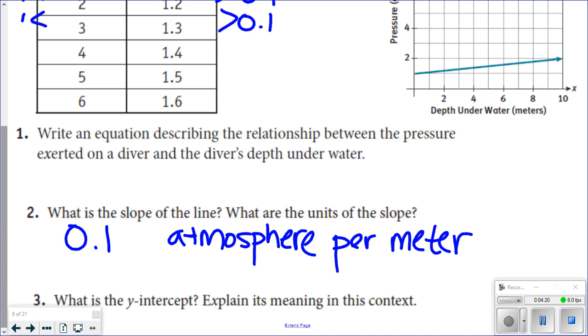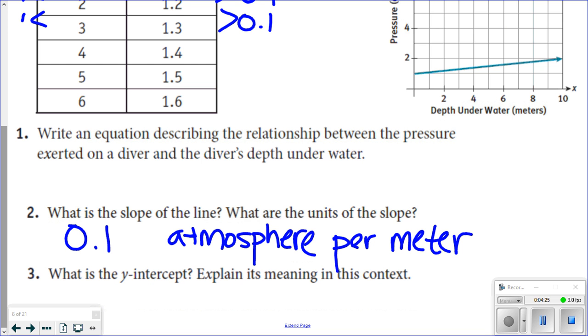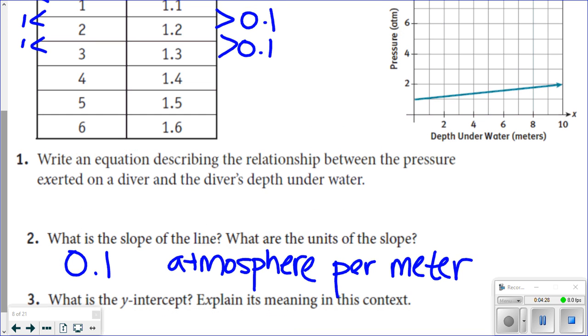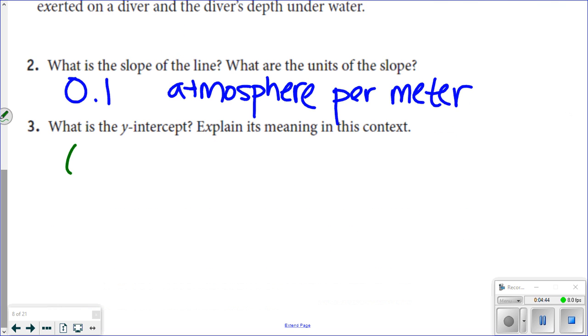Question 3 is asking us, what is the y-intercept here? Where does the line touch or cross your y-axis? Okay, and it's not labeled, but we can figure it out. If this is 0, what's halfway between 0 and 2? This would be 1. Okay, so my y-intercept occurs when x is 0, y is 1, and it says explain its meaning in this context.